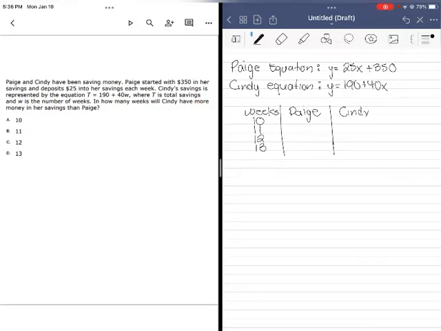Okay, so to start us off, we're going to use our equations to help us get week 10. What I mean by that is this. Paige has an equation, so we're going to do 25 times 10 plus 350. 25 times 10 is going to give me 250. 250 plus 350 is going to give me 600. So for week 10, Paige saves $600.